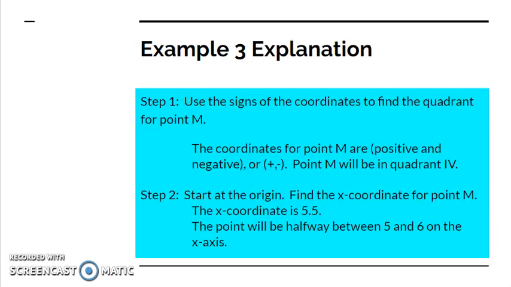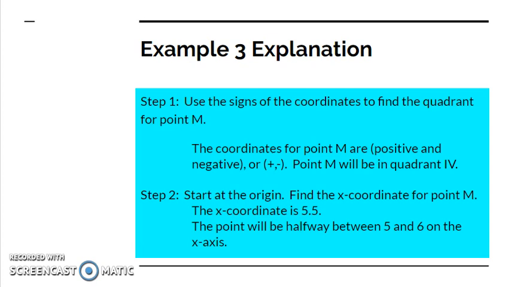All right, for the first step in example 3, you're going to use the signs of the coordinates to find the quadrant for point M. So we know that the coordinates for point M are positive and negative. So point M will be in quadrant 4. You're going to start at the origin, (0, 0). You're going to find the x coordinate for point M. Remember, Superman runs before he jumps, so he's going to stay on the x-axis first, and then he's going to jump down on y.